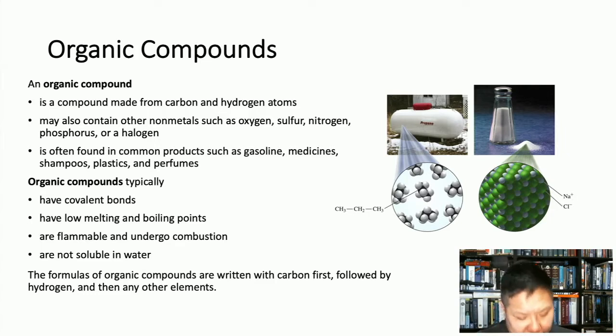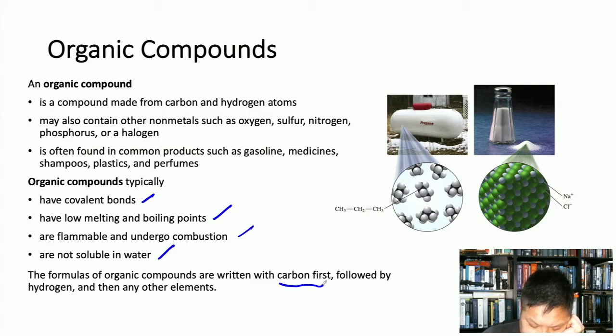But the thing to know about carbon-based compounds or organic compounds is that they generally have covalent bonds. They have a very low melting point and boiling point. They're flammable and undergo combustion, and they are commonly not soluble in water. So formulas of organic compounds are written with the carbon first, followed by the hydrogens, and then any other elements, and we'll see that later on in our lecture.